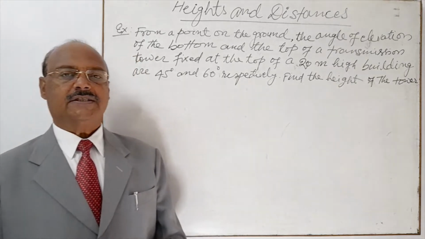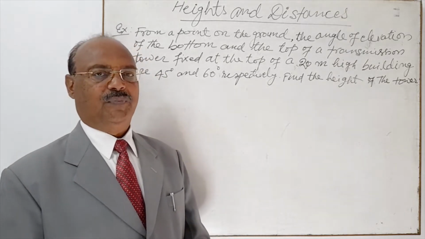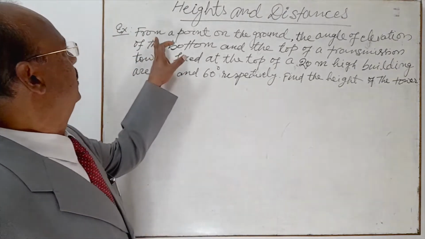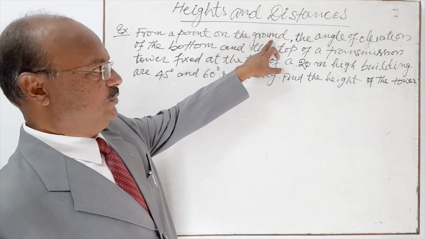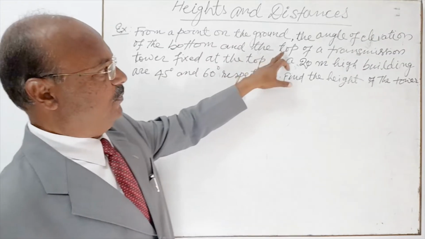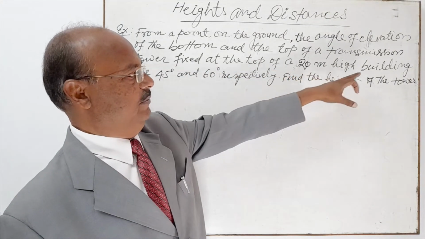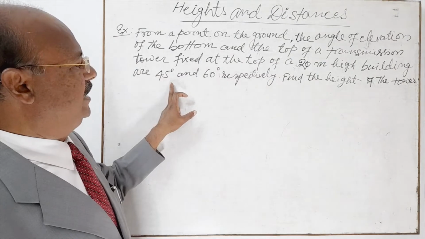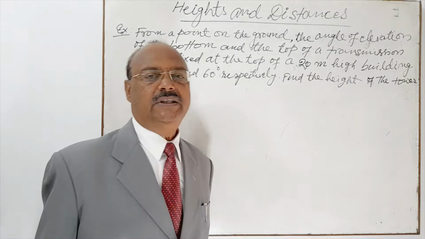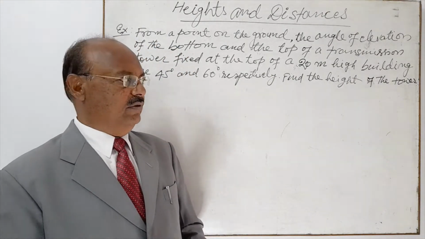Here we are going to discuss a very interesting question from heights and distances. First of all, we will try to understand the question. The question is: from a point on the ground, the angle of elevation of the bottom and the top of a transmission tower fixed at the top of a 20-meter high building are 45 degrees and 60 degrees respectively. Find the height of the tower. So first of all, we will sketch a diagram and then it will be more clear.